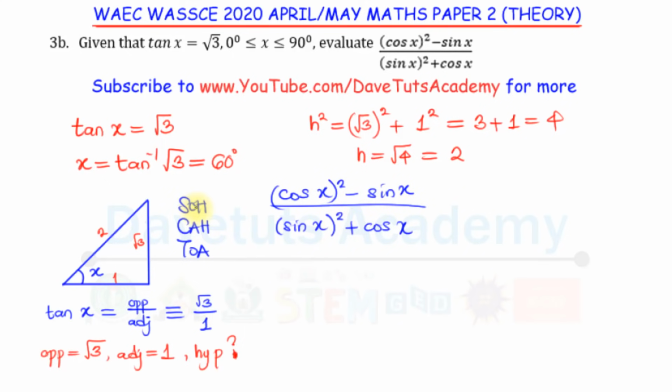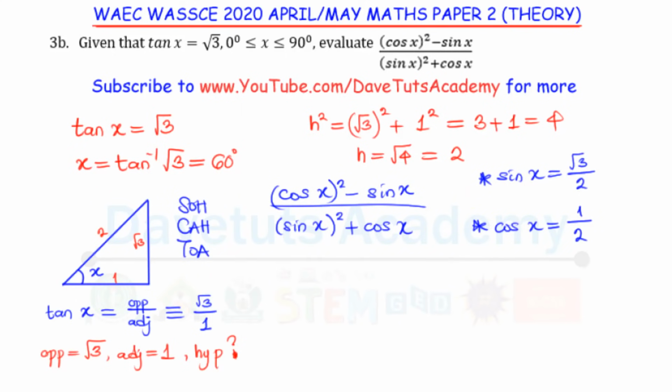And from what we have defined before, sine is opposite over hypotenuse. So in this particular case, sin x will be, what's the opposite? It's still root 3, over what's the hypotenuse? That is 2. Then cos x will be, cos is adjacent over hypotenuse. What's the adjacent? That is 1. And what's the hypotenuse? That is 2. So that's what we need to input into this particular equation that we are trying to solve.